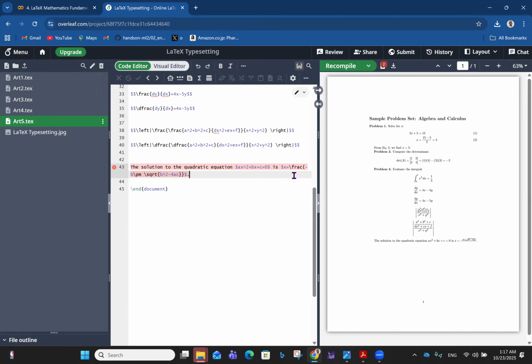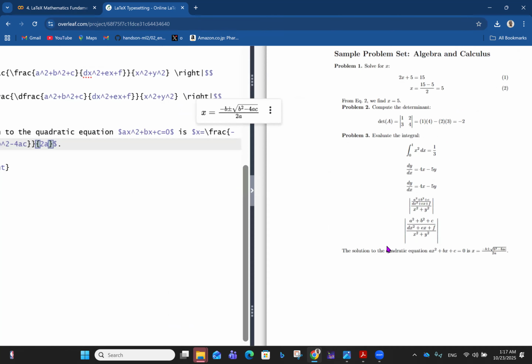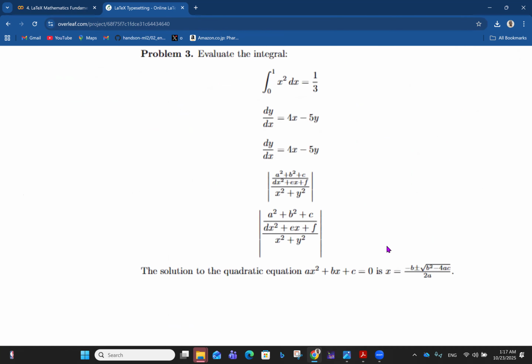Divided by frac this. Okay, I have to finish up. Divided by 2a, yeah? Divided by 2a. Okay, so we have this now. So everything is inline here, okay?